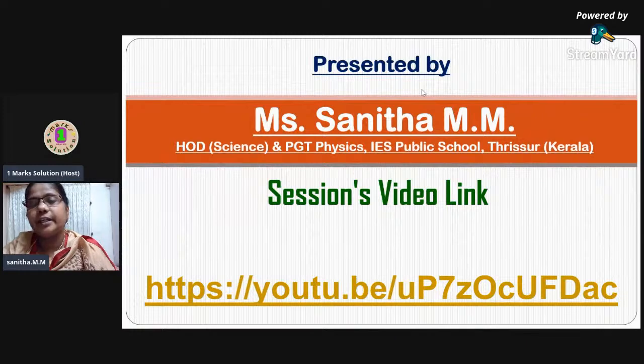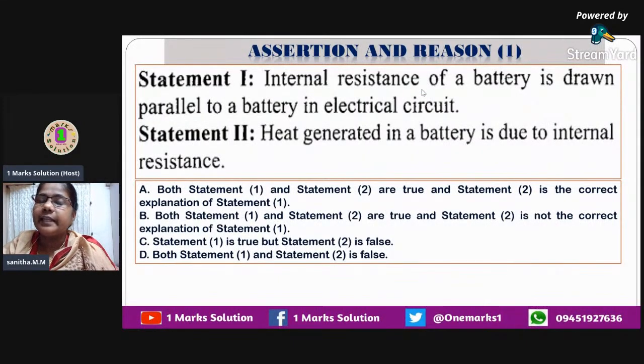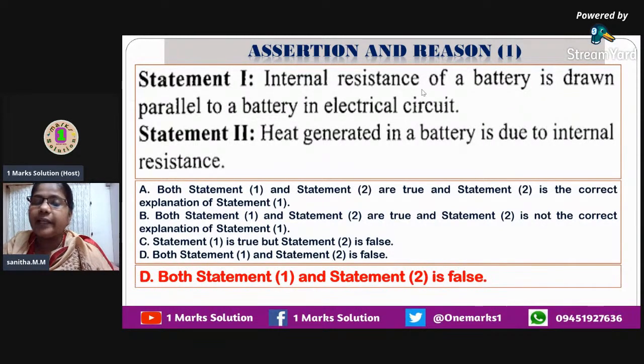Now let us start with the first assertion and reason. Statement 1: internal resistance of a battery is drawn parallel to a battery in an electrical circuit. Internal resistance actually will be drawn along with the cell, but it is in series, not parallel to a battery. So that statement is wrong. Second statement: heat generated in a battery is due to internal resistance. No, not at all. It is resistance which will generate heat, but it is not due to internal resistance. So here we can say both statement 1 and 2 are false.